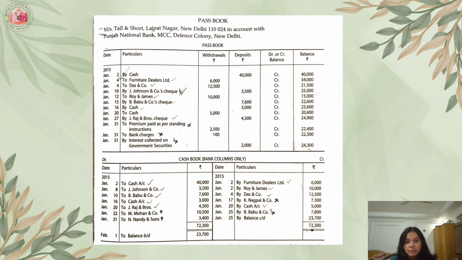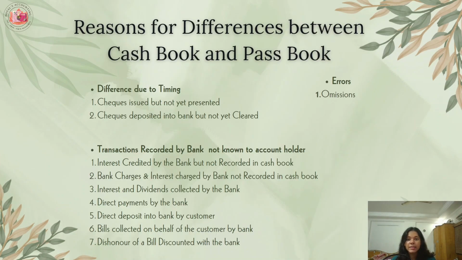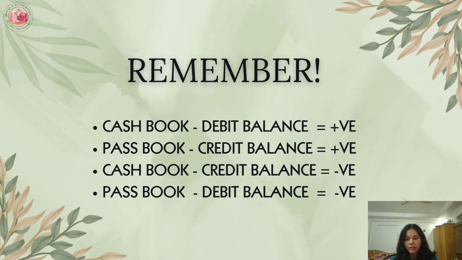Now, the third kind of error is error by omissions. After all, who is preparing the account? It is a human being. There is always a chance for human error. There could be an oversight on the part of the accountant and he may forget to record transactions, and that's how they may get completely omitted.